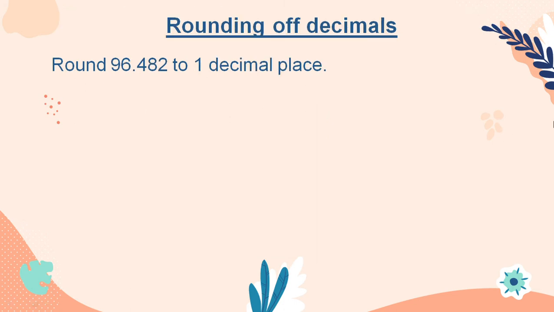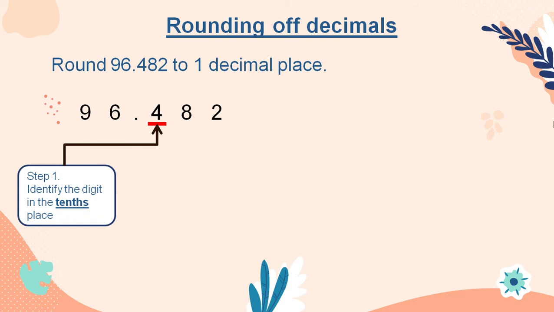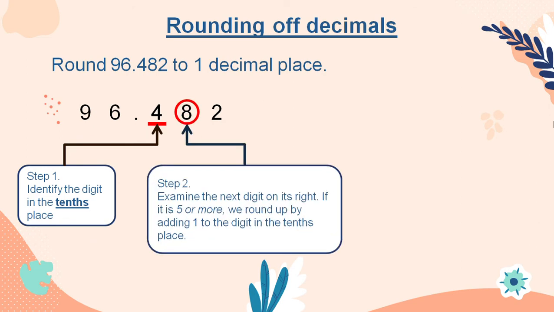Next example, round 96.482 to 1 decimal place. First step, you need to identify the digit in the 10th place. It is 4. And you need to examine the digit in the 100th place. If it is 5 or more, you need to round up by adding 1 to the digit in the 10th place.